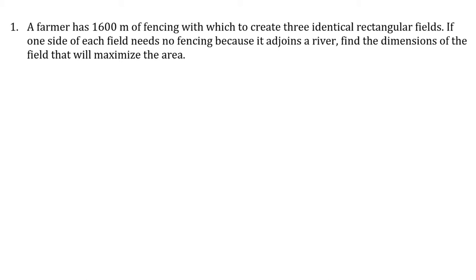So this is one of the types of questions, and it could change a little bit if there were 4 identical rectangular fields, or if it changed the amount of fencing that you have. But again, generally, the approach is going to be the same, just the numbers might be a little bit different, right?